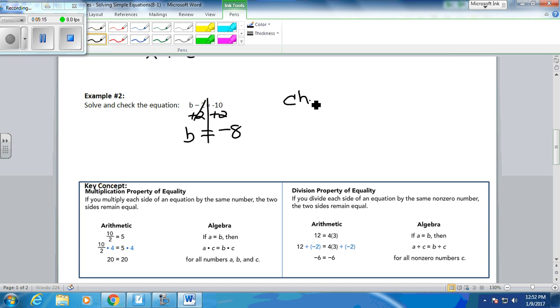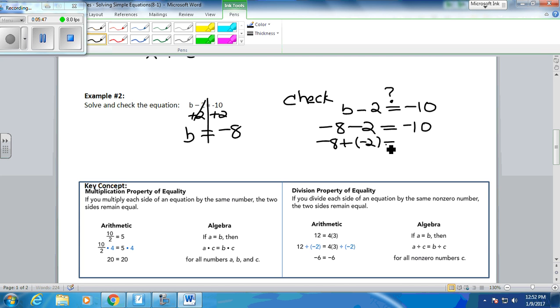The check, and I know it seems silly to do the check with just a one-step equation, but you can use this check for equations that are multi-step, which is helpful. The check states that you're going to rewrite the original equation. Then we substitute our answer that we got for b in place of the b. So now I have negative 8 minus 2 equals negative 10. I am trying to decide, is the left side equivalent to the right side? So negative 8 plus negative 2, is that really equivalent to negative 10? Yes, it is. Since my two sides are equivalent, I know that this checks out.